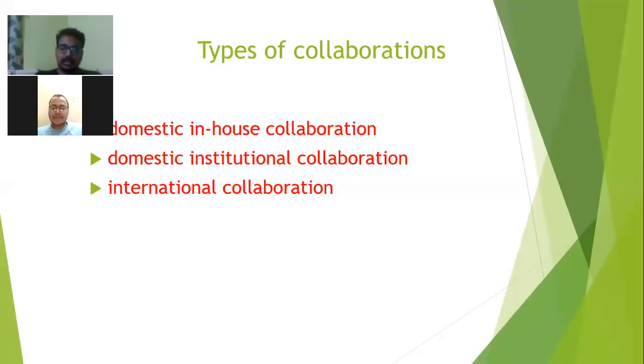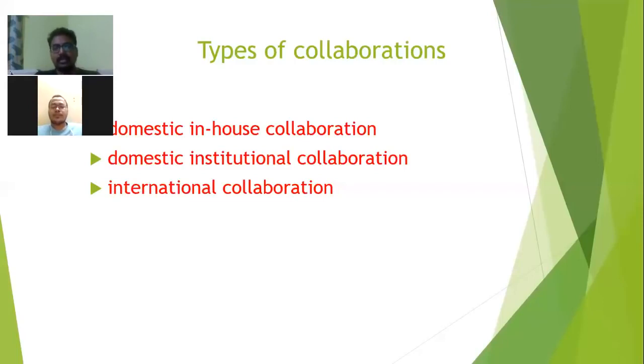For example, in this slide and in the next slide, the number of terms that you'll see are our own terms, some of the terms that we have come up with. These are not technical jargons. So please be a little aware of this. Let us start with the different types of collaboration.